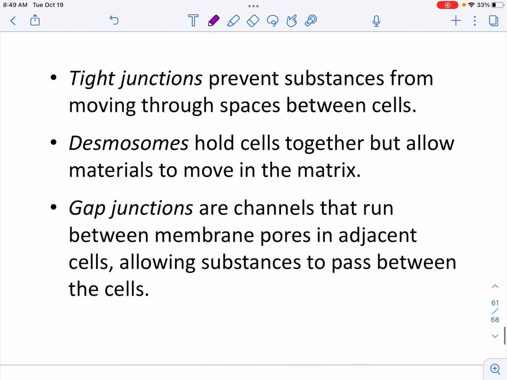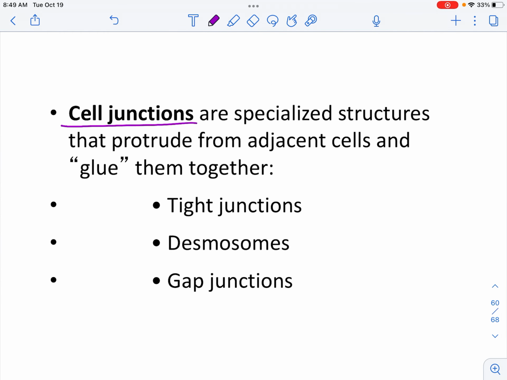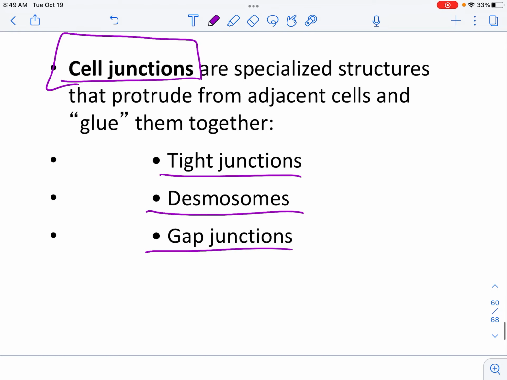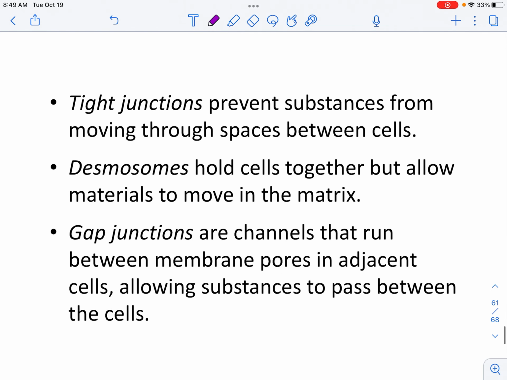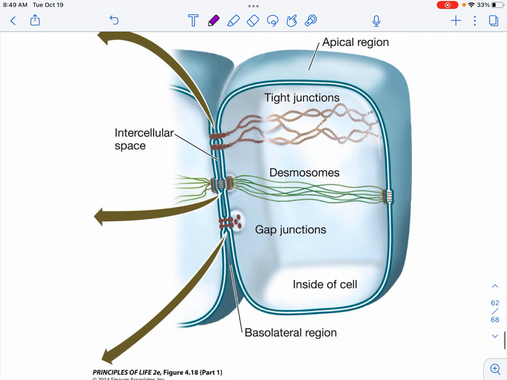And then finally, the last thing I believe for this is cell junctions. How cells are attached to other cells. There's tight junctions, desmosomes, and gap junctions. So tight junctions prevent substances from passing; there's nothing getting through. Desmosomes hold cells together but allow materials to move in the matrix. And then gap junctions are channels that run between membrane pores and adjacent cells, allowing substances to pass between the cells. So here's an example here.